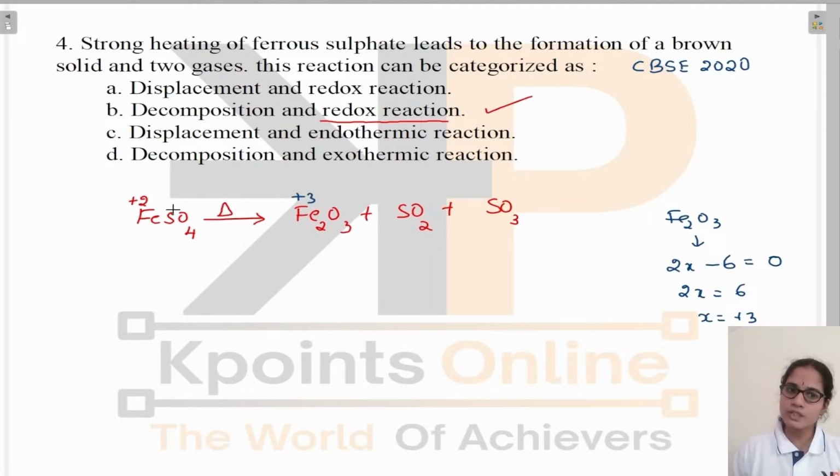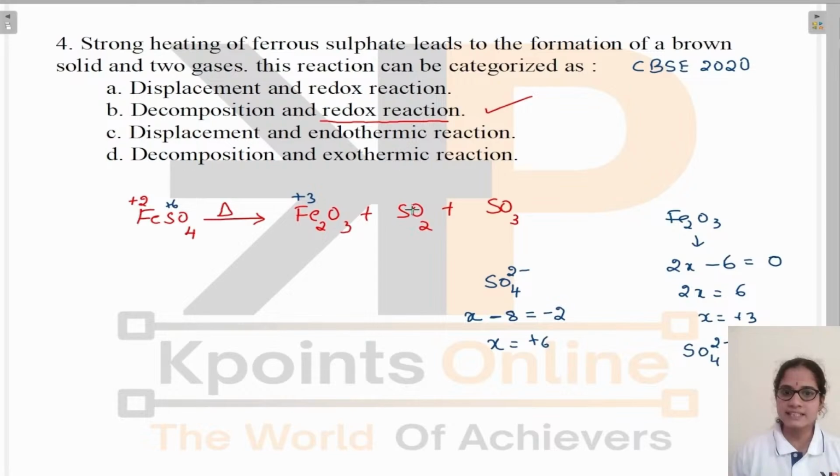Then what about sulfur here? Sulfate anion has charge -2. Let us find out the charge of sulfur for sulfate. Let us keep X as we don't know. Then -8, -2 into 4, because charge of oxygen will be -2 into 4. Then the charge is -2, so whole I will write -2. So X is equal to +6. Here the oxidation state of sulfur is +6.